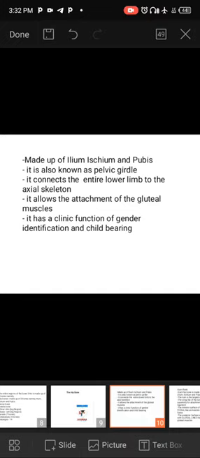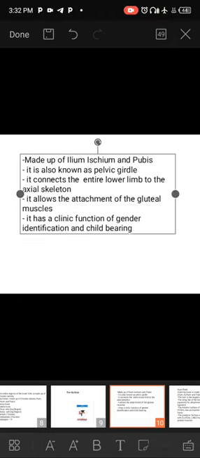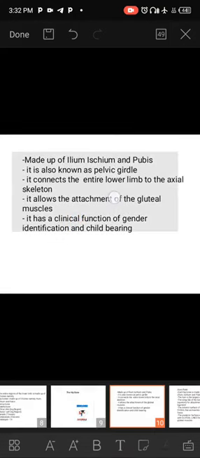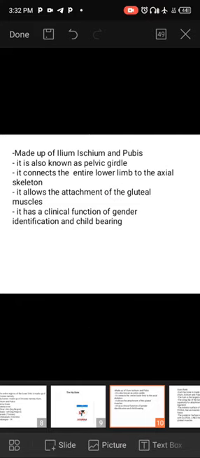So that is why it is written here that it has a clinical function of gender identification, and is also linked to childbearing. If a lady has an android pelvis instead of a gynecoid pelvis, such a lady won't be able to give birth, because a male pelvis does not permit childbirth.